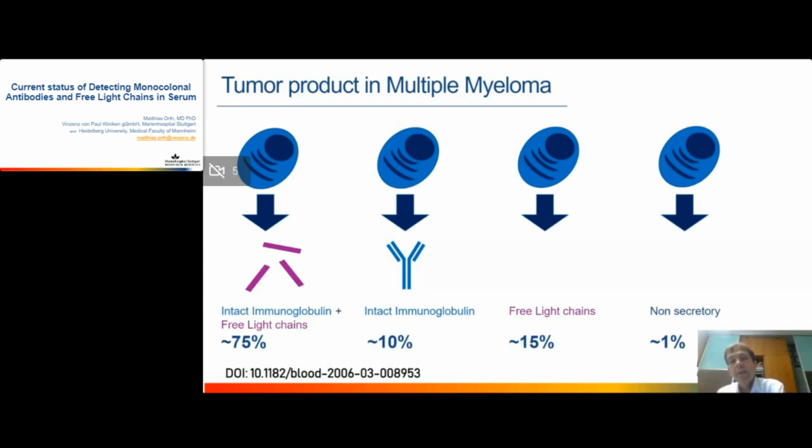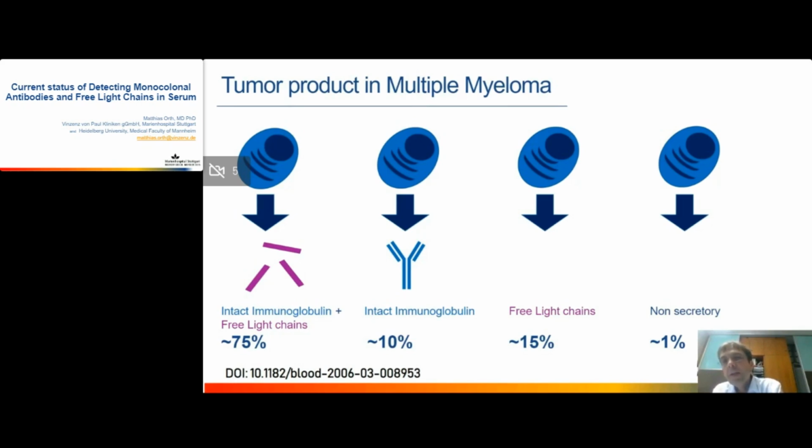And now the complications arise. When we are talking about multiple myeloma, we have patients which produce in their abnormal cells intact immunoglobulins and free light chains. This is the majority, in about 3/4 of the patients. We have some patients who secrete only intact immunoglobulins. This is about 10%. About 15% of the patients only secrete free light chains, and there are very few patients who do not secrete any abnormal plasma proteins. And this is the challenge when we use either immunoglobulins or free light chains for the detection of the disease.